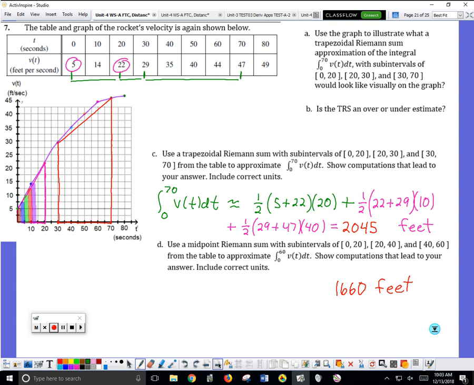Okay, let me talk for a minute. I forgot I hadn't shown you this. My apologies. Part A says, use the graph to illustrate what a trapezoidal Riemann sum looks like. So what I've drawn here is I started out doing the thin rectangles again. That's the ideal. Let's clear that off for a second.